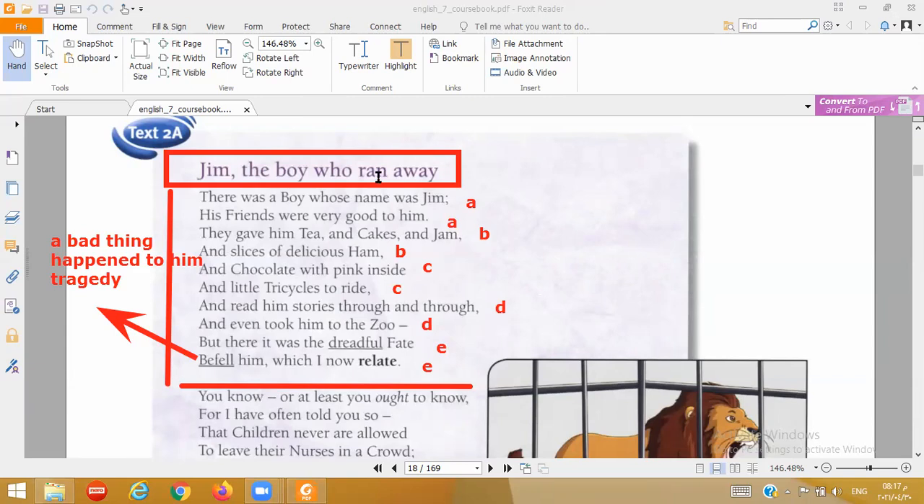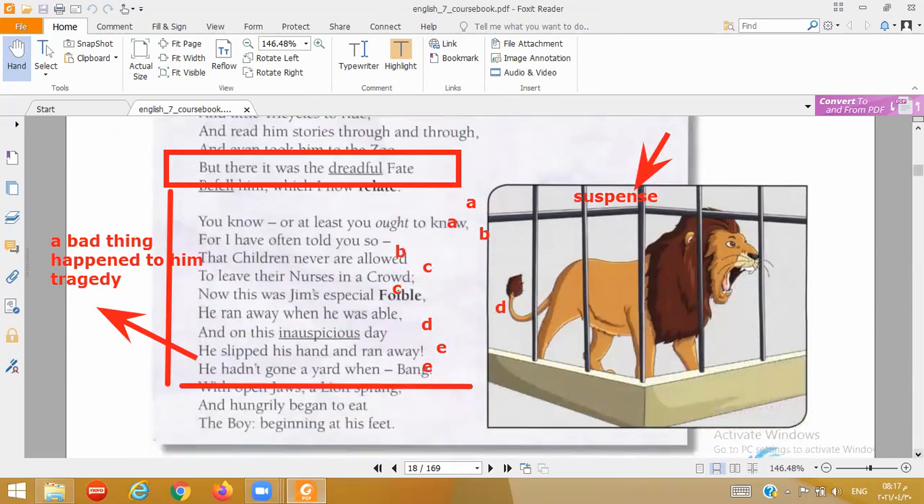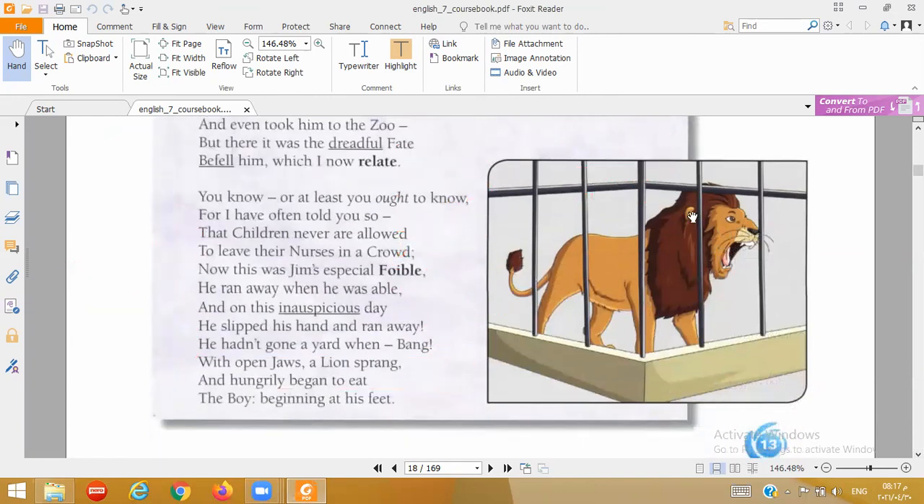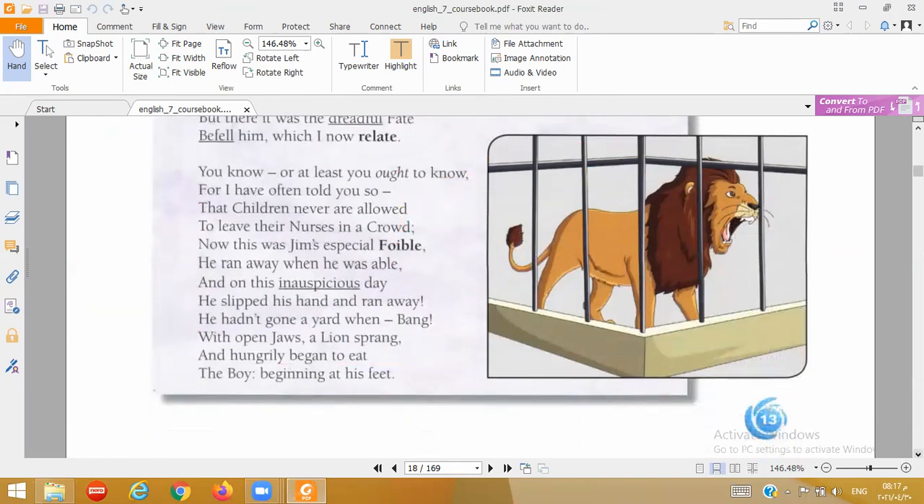Okay, so here we have a kind of suspense, because you want to know what happened to Jim. You're asking yourself, what happened to Jim? So here, the writer of the story created suspense. Okay, Zain, come on, read.